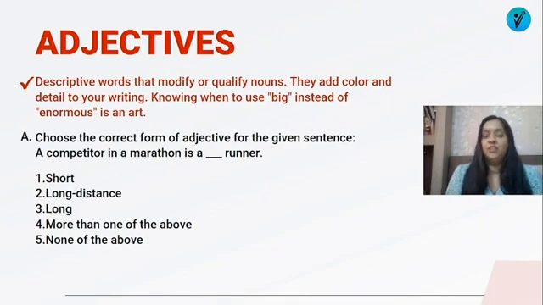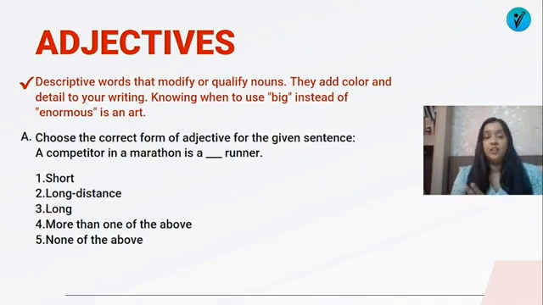Moving on to adjectives. I've even spoken a lot about adjectives. These are descriptive words that modify or qualify nouns. They add color and detail to your writing, and you can be very creative with them. So instead of using big, you can use enormous. It will still remain an adjective, something that is described.